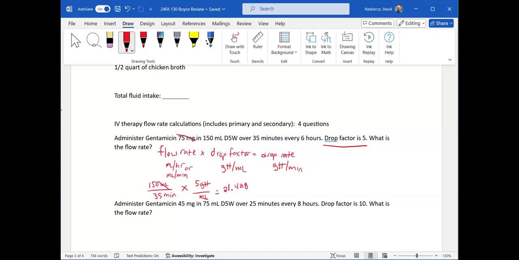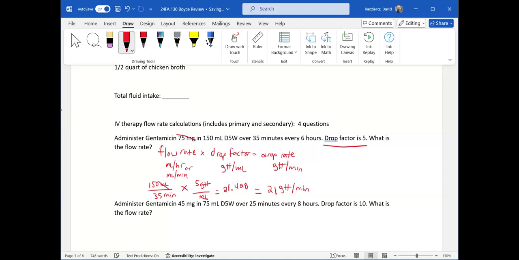We cannot give someone a partial drop. You either give them a drop or you don't give them a drop. So it's always going to be with drops. Drops are always going to go to the nearest whole number. So your answer for this would actually be 21 drops per minute.